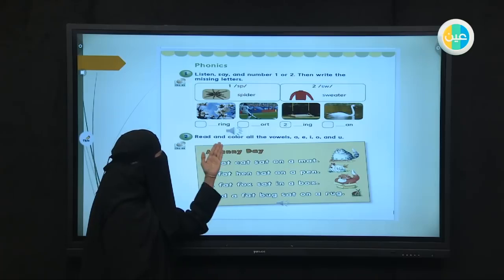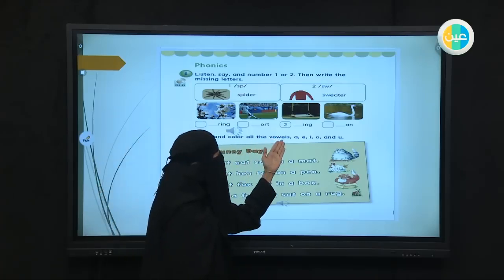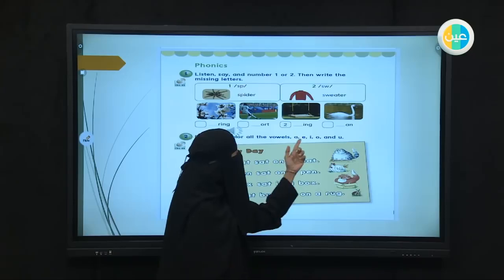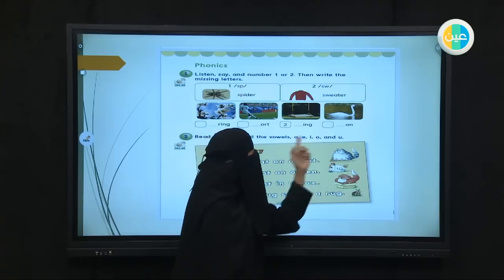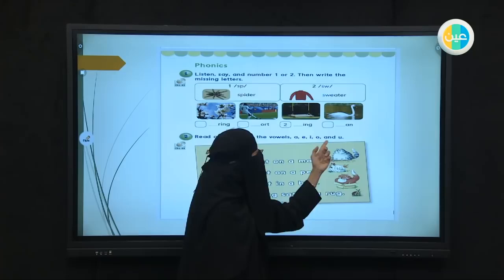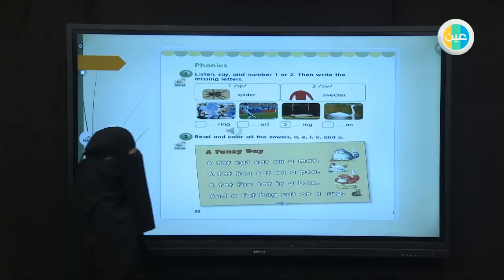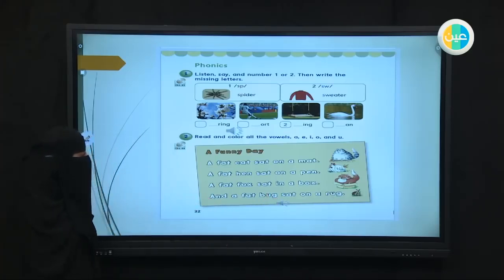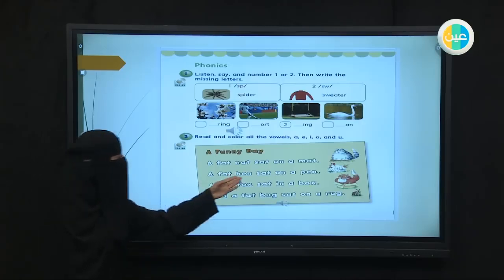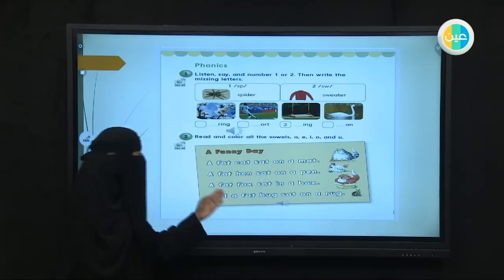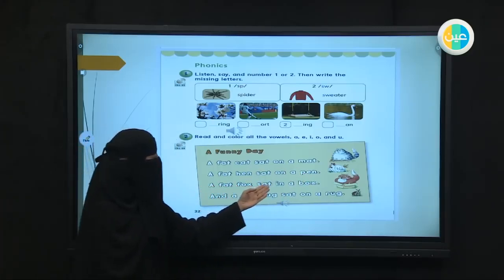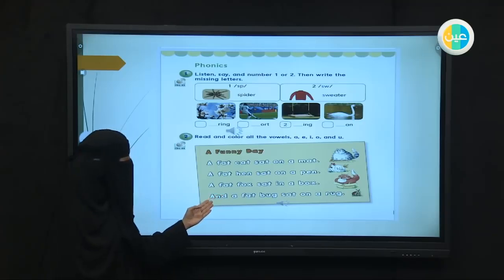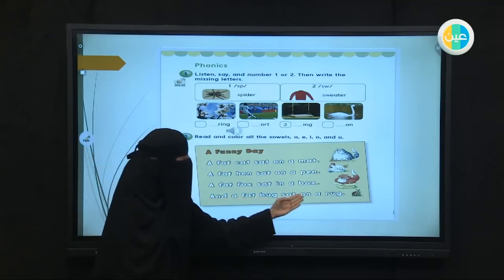It says read and color all the vowels. You remember the vowels? A, E, I, O, U. A, E, I, O, and U. We're going to be using the short form of the vowels in the story. Let's listen. A funny day. A fat cat sat on a mat. A fat hen sat on a pen. A fat fox sat in a box. And a fat bug sat on a rug.